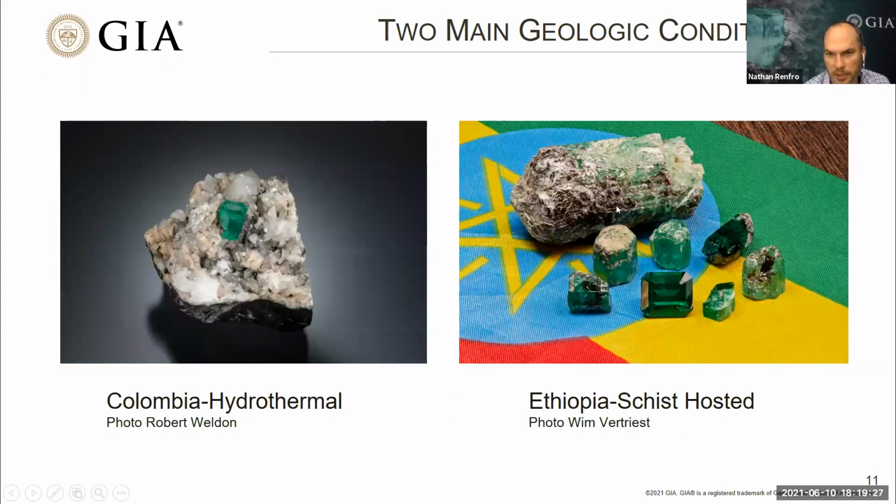You can see some of the biotite schist on the outside of the emerald crystal. With the Colombian hydrothermal example here, you have some black shale with some carbonate minerals and things like that that represent this growth environment. Those are the two major groups that we're trying to classify emeralds into to help narrow down the potential geographic origin that an unknown emerald stone may be derived from.